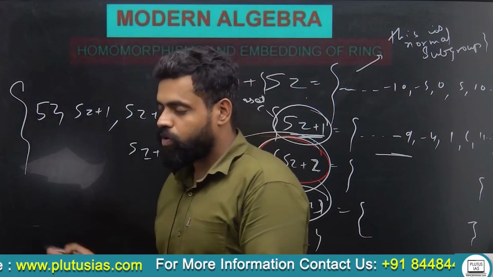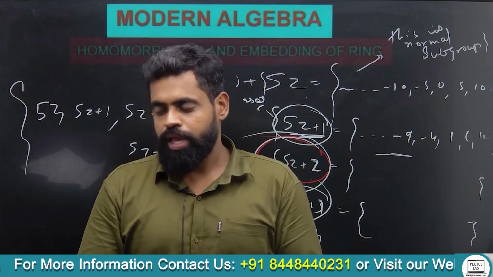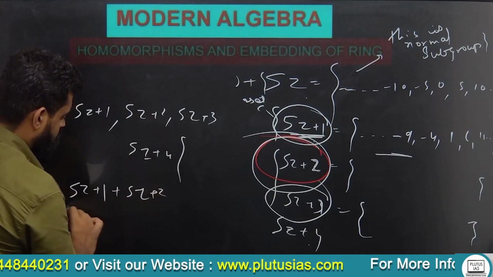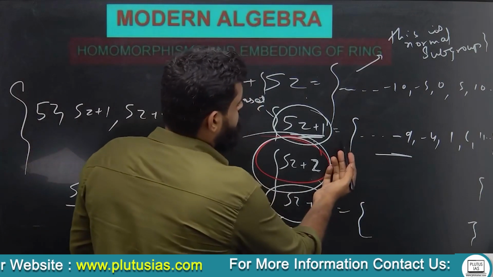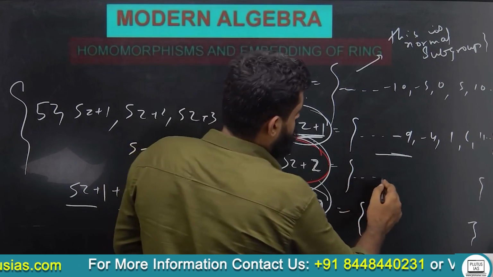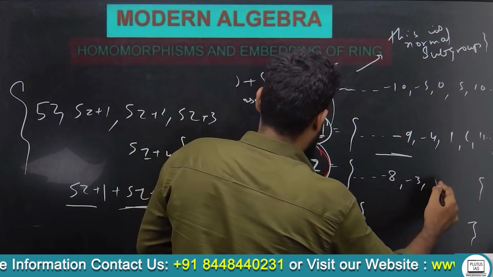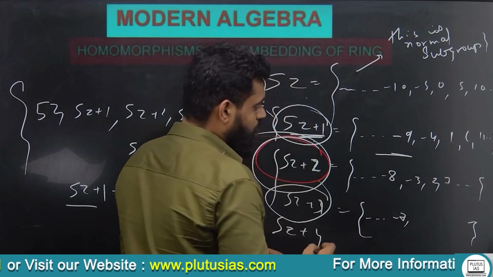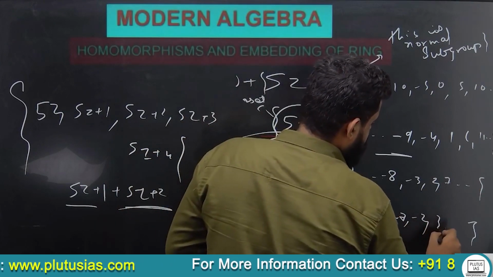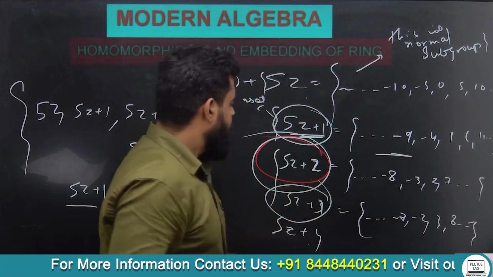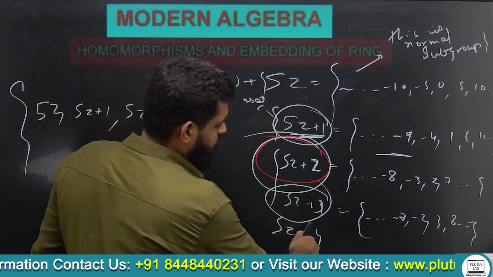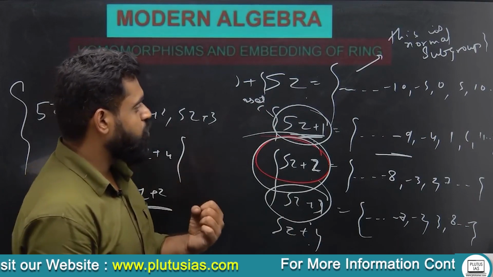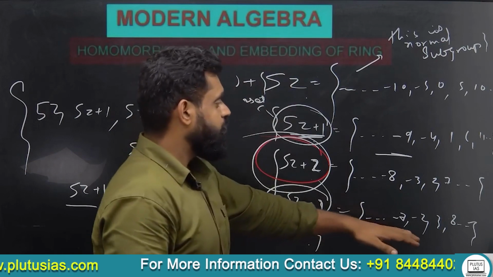It follows the properties of a group, which are that it is closed. You can see that if I add 5Z plus 1 and 5Z plus 2, suppose I add these two elements, 5Z plus 1 contains, say, minus 4 and 6, and 5Z plus 2 would contain minus 8, minus 3, 2, 7, and 5Z plus 3 would contain minus 7, minus 2, 3 and 8. If I add these two, we get 5Z plus 3. Adding those groups, the resultant will lie in this element only.